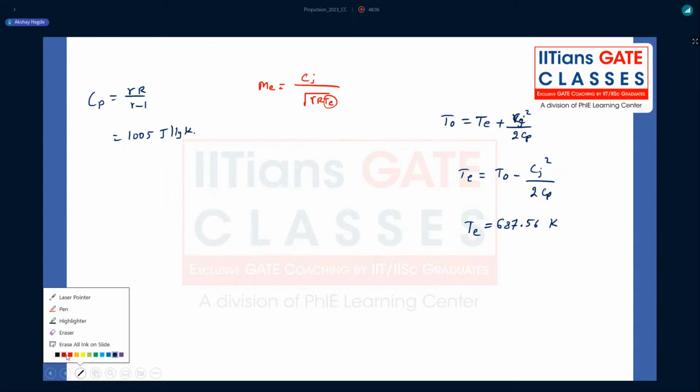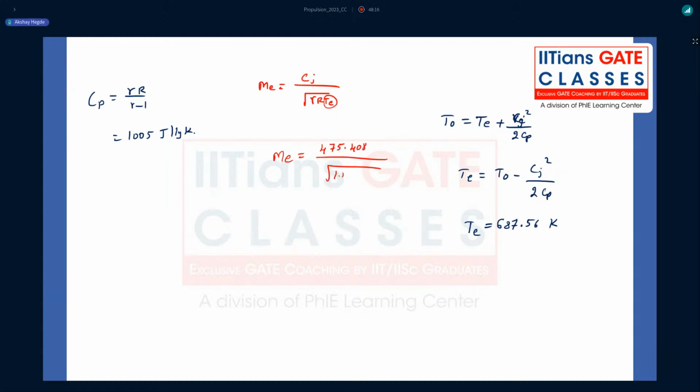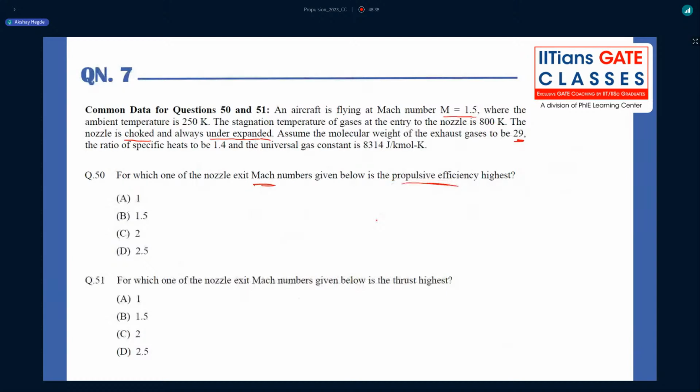So I use the Te over here to calculate the Mach number at the exit plane of the nozzle. That gives me 475.408 divided by square root of 1.4 into 287 into temperature 687.56. So this gives me Me to be around 0.905. Now you look at the given options, none of the options match this. The only closest is 0.9 if you assume it to be around 1.